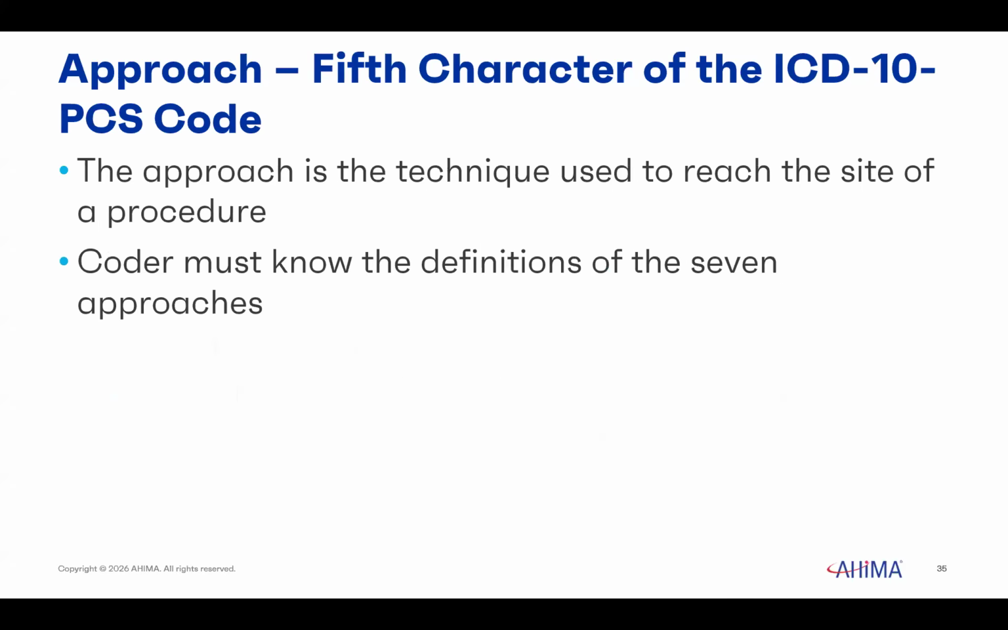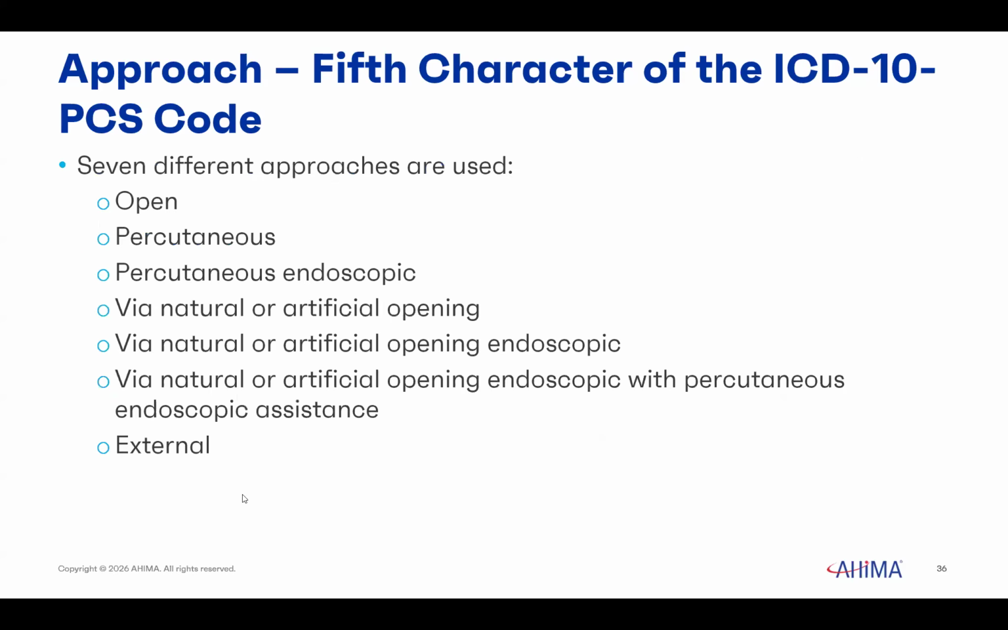The approach is the technique that's used to reach the site of the procedure. So there's 7 different approaches, and this can get confusing. So please pay special attention to this. The 7 approaches are open, percutaneous, percutaneous endoscopic, via natural or artificial opening, via natural or artificial opening endoscopic, via natural or artificial opening endoscopic with percutaneous endoscopic assistance, and external. Let's take a look at what these all mean.